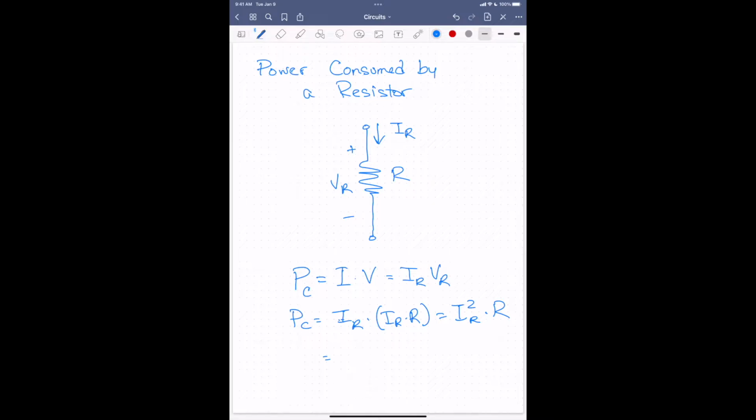We can also use the relationship from Ohm's law that IR is equal to VR over R. So we plug that in, multiply by VR, and we get the power consumed is equal to VR squared over R. Again, VR squared will be positive, so VR squared over R will also be positive. Just a reminder that the power consumed by a resistor is positive. And the units will be watts. Volts times amps gives you watts.